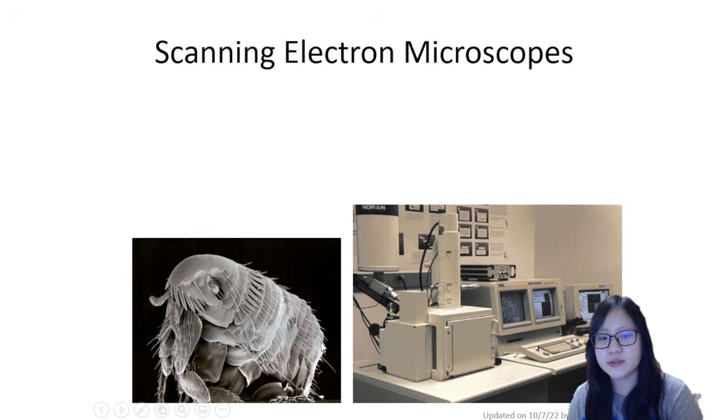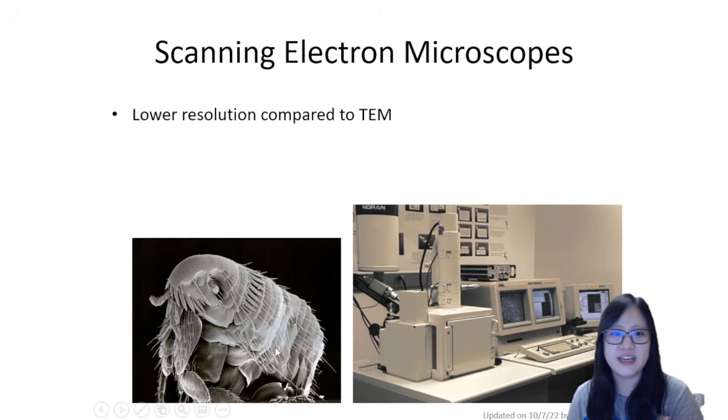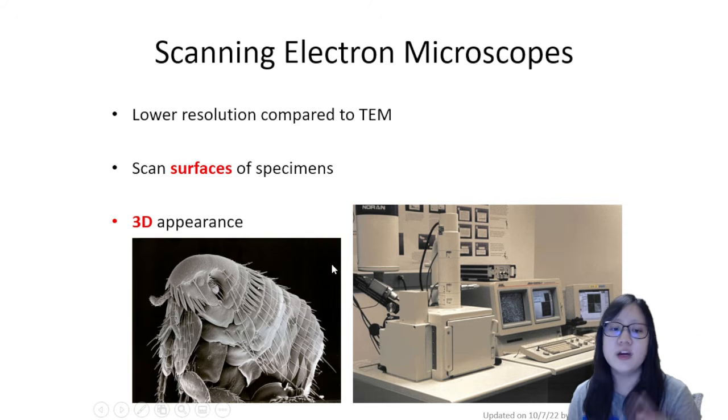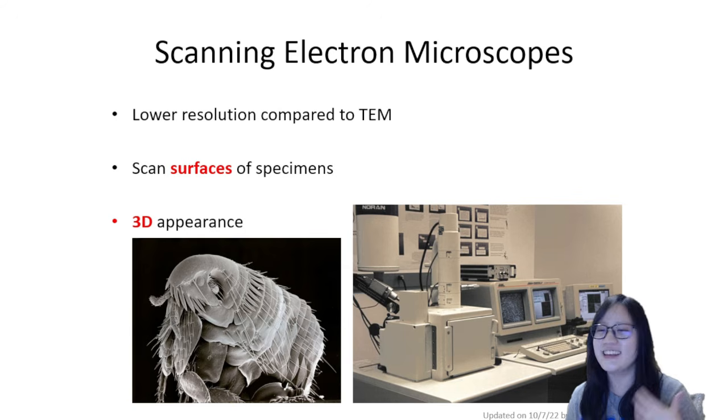For scanning electron microscopes, this is a dust mite, I think, or flea. This is definitely lower resolution. However, it's a pretty cool tool. It gives you a 3D appearance. It scans the surface of specimens, so you get really cool images like this. But again, it's in black and white, and usually if you see colors on these images, they are all CGI. They're all computer generated, and they are all colored in by software. But yeah, those are the transmission electron microscopes and scanning electron microscopes.